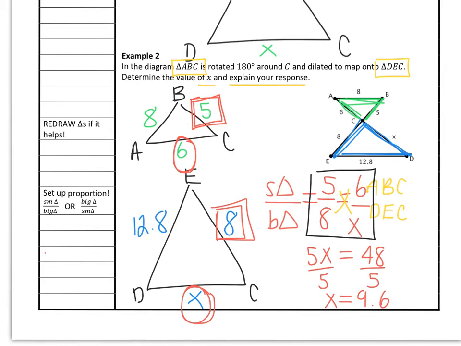Okay? So if you go back up to the question, you're like, Miss Wesley just turned the page already. Not quite, because it said determine the value of x and explain your response. So I know x is 9.6, but then I have to say why, or because. The word explain always means you have to write a because statement. So x equals 9.6 because, like we said before, similar triangles have proportional sides.